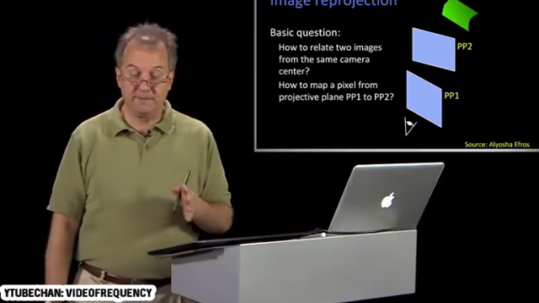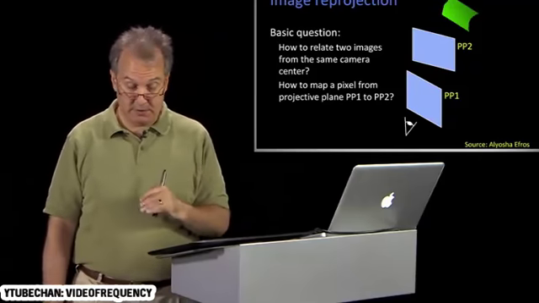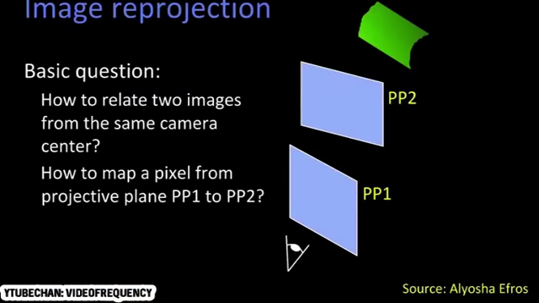So given that little bit of information, we can now talk about image reprojection. Here's the basic question. How do we relate two images, projective plane 1 and projective plane 2, where the center of projection of the camera was the same? So I've got the camera and its center of projection is fixed, and I take two images. The question is, how do I map from projective plane 1 to projective plane 2?